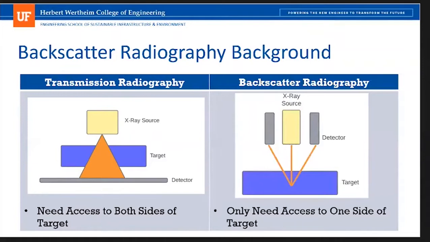So when we look at backscatter radiography, we are looking at the portions of the photons that are emitted and then scattered back from the target, and then we pick those up on the same side as our X-ray source. So we only need access to one side of the target. Generally, we get fewer photons through that process, but it has its applications that serve us well.